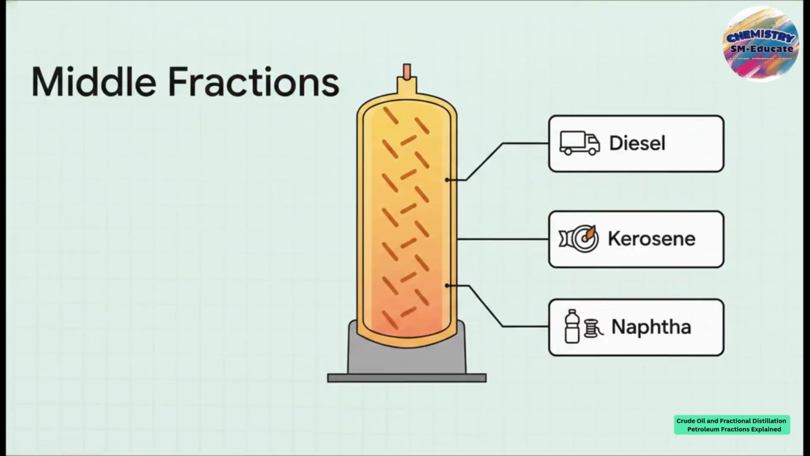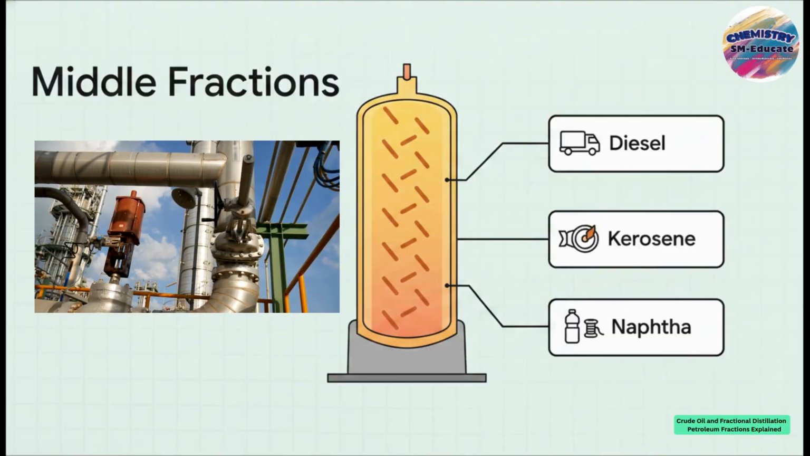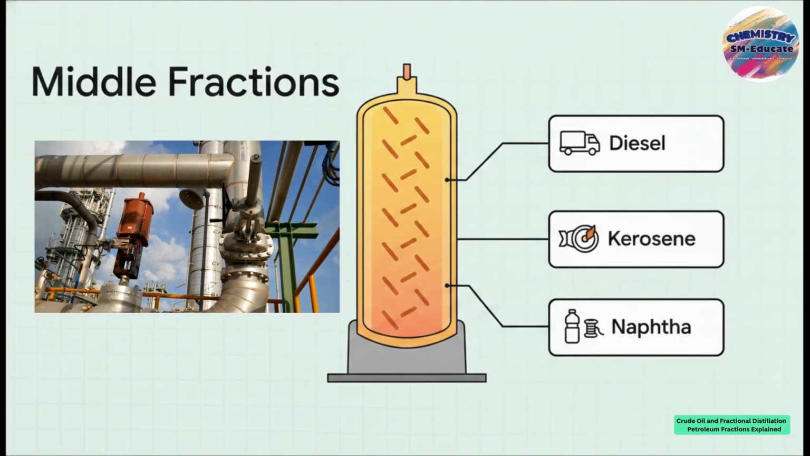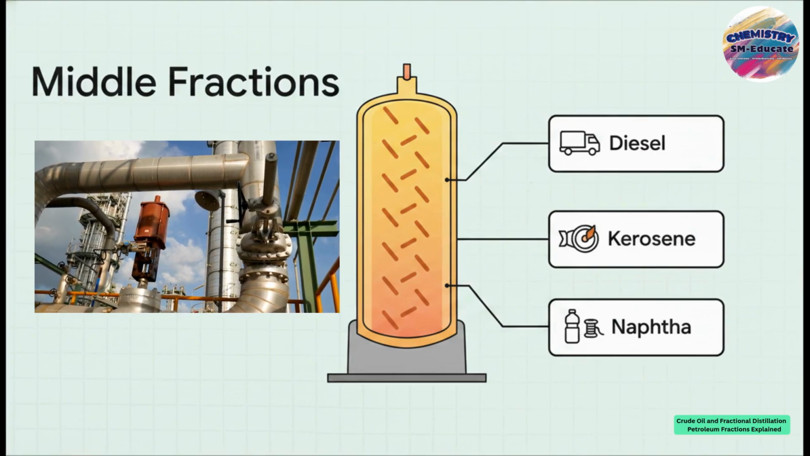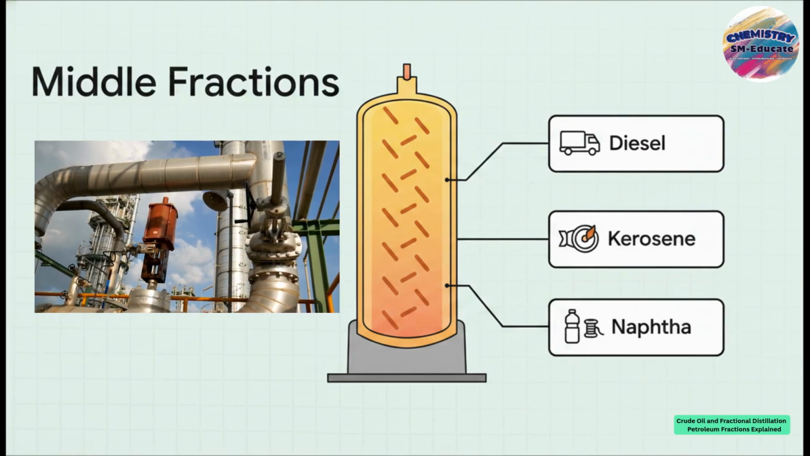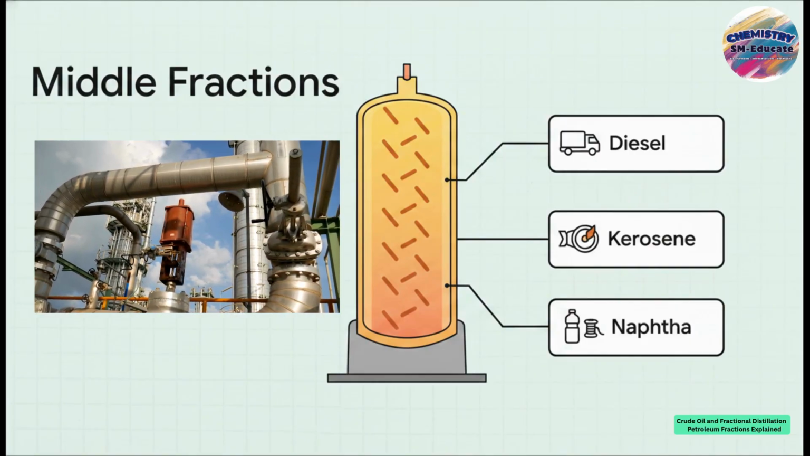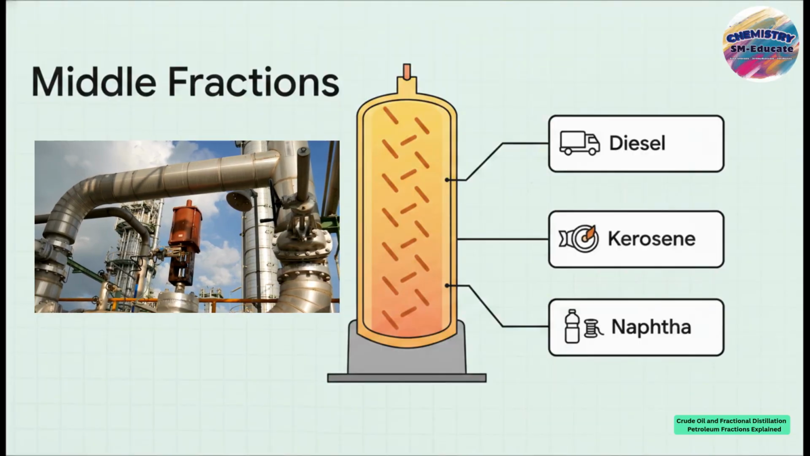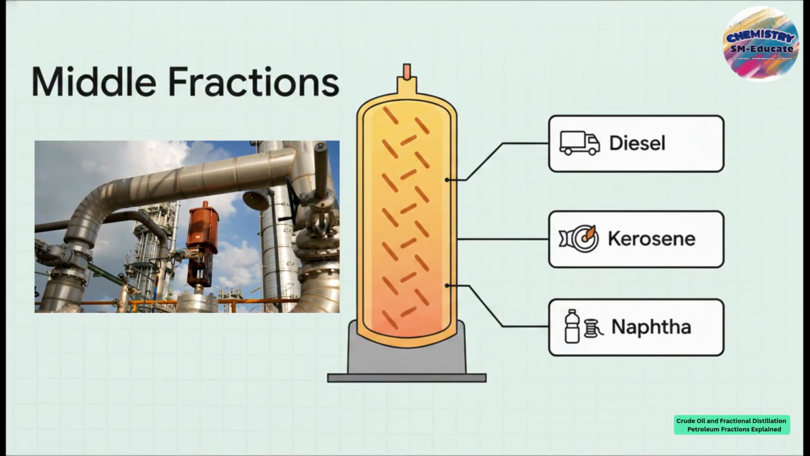Let's move up and see how this builds. As we climb into the mid-tower section, we find the middleweights. These are the vapors that didn't condense at the bottom, so they kept rising and cooling. Here, the molecules have medium-length chains. First up is diesel, an incredibly efficient, powerful fuel used all the time in heavy-duty trucks and trains. Go a bit higher, where it's a bit cooler, and we collect kerosene.